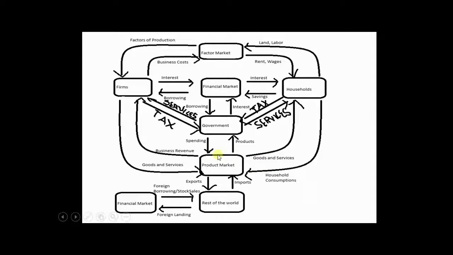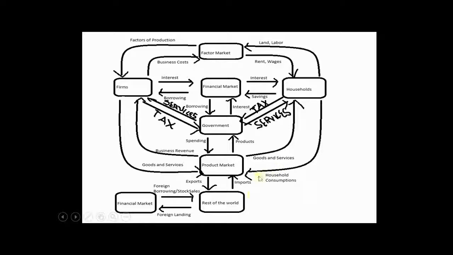Between the product market and the firms, the firms provide goods and services to the product market, where it's finally sold, in exchange for business revenue. So whatever they make goes to the firms. Between the product market and the rest of the world, the product market gives out exports and takes in imports. Exports are things made in the country and sold to other countries, and imports are things our country buys from other countries because it might be cheaper.